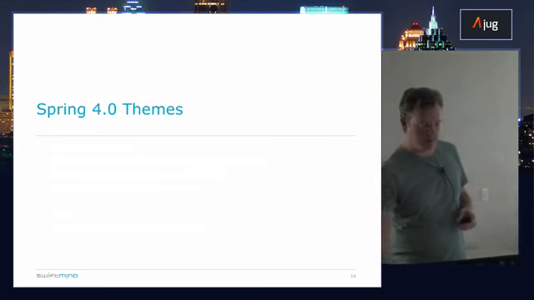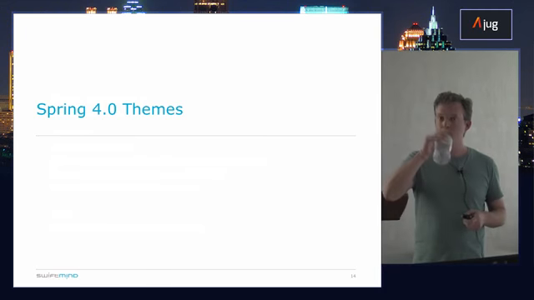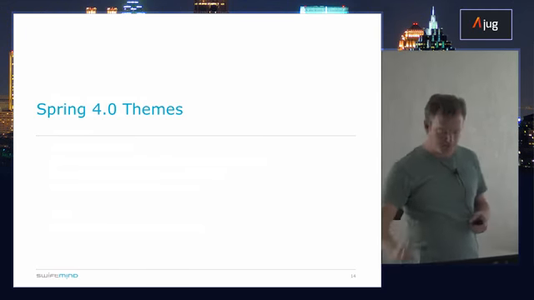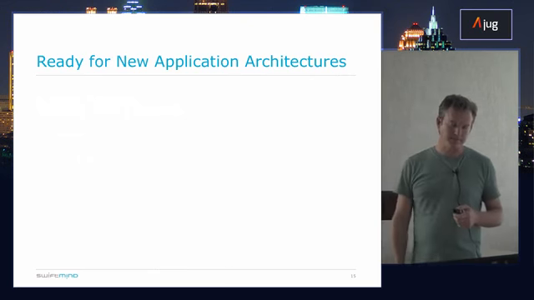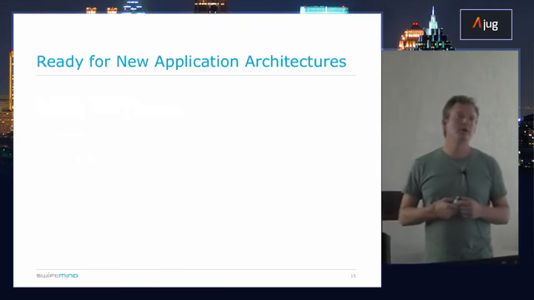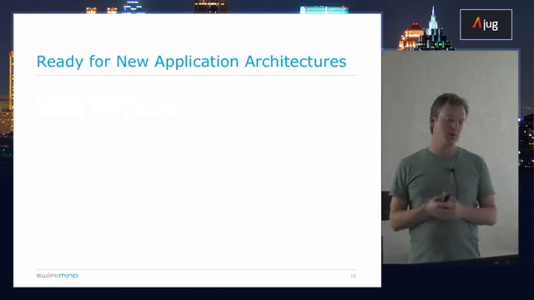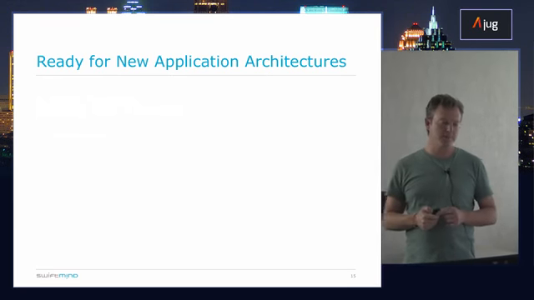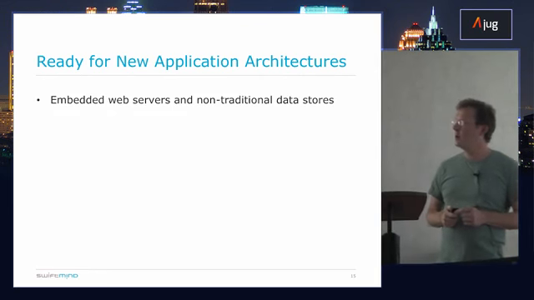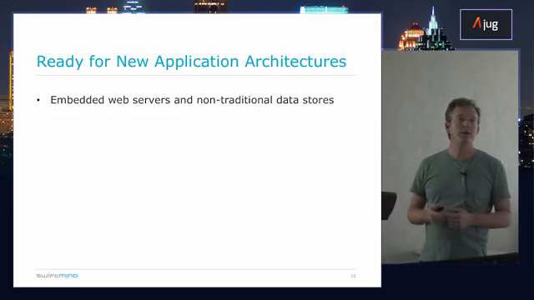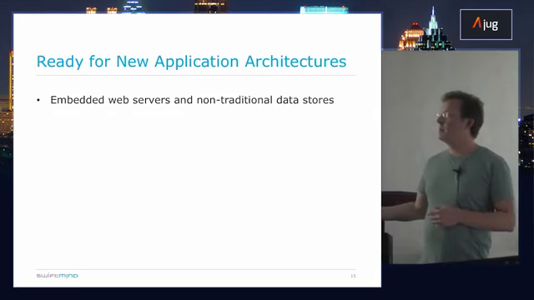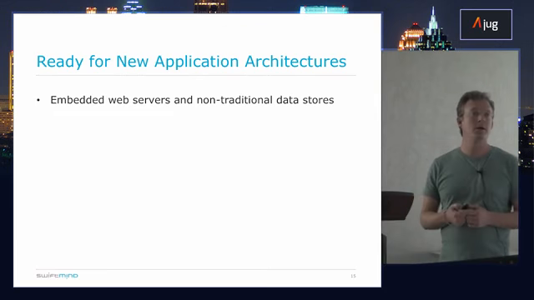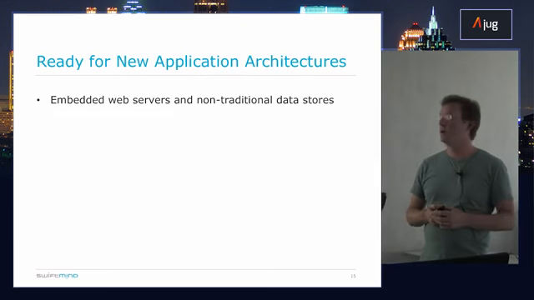So next up, some of the themes in Spring 4.0, the main themes. First and foremost, one of the goals is to make sure that Spring is ready for new application architecture, so what we consider modern in 2014. For example, instead of having a full-blown Java EE application server, you might want to have an embedded web server, maybe embedded Tomcat or Jetty. You might see that used, for example, in Spring Boot.